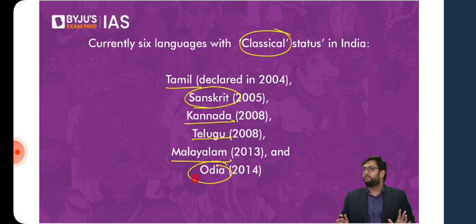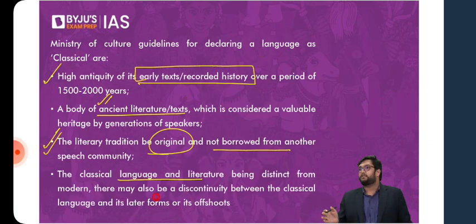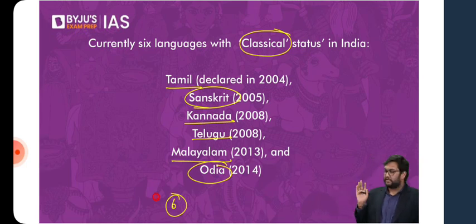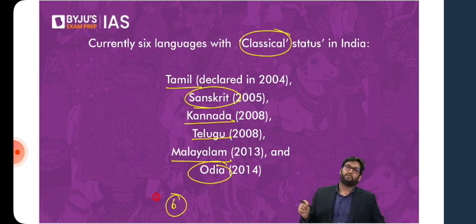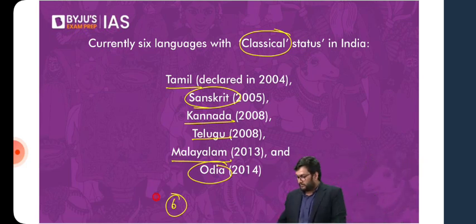And for the purpose of the examination, all South Indian languages plus Sanskrit plus Odia. Can you remember this? 6 total. Nobody's asking you this, but a standard prelims question can come: which of the following languages have classical language status? Not very difficult, very straightforward, very simple. So the concept of classical languages is done.